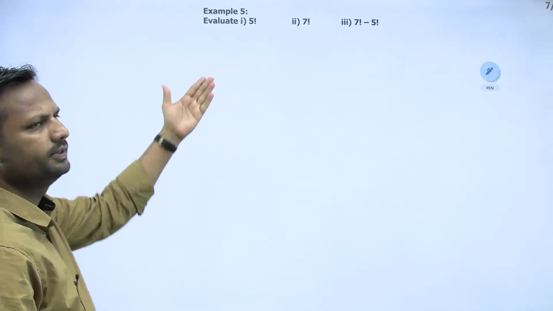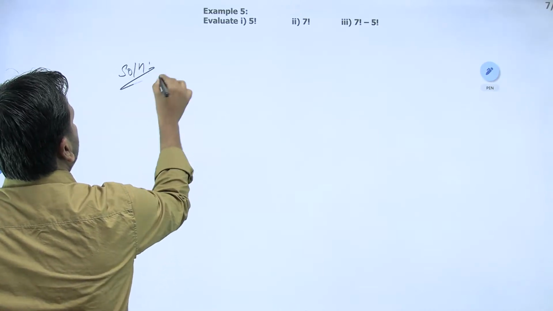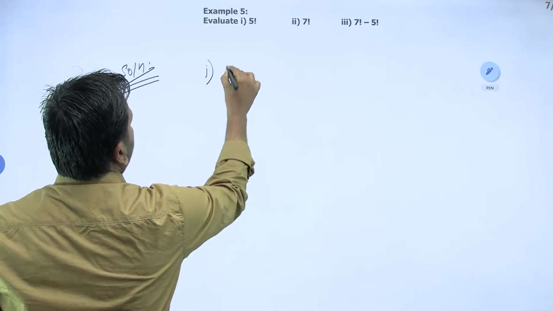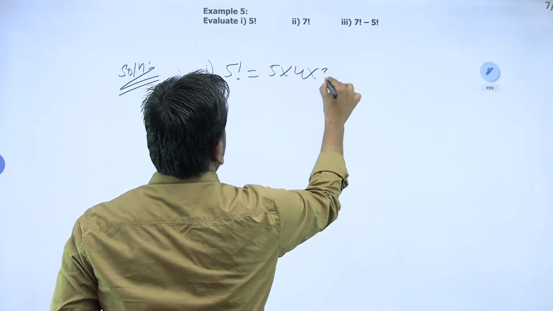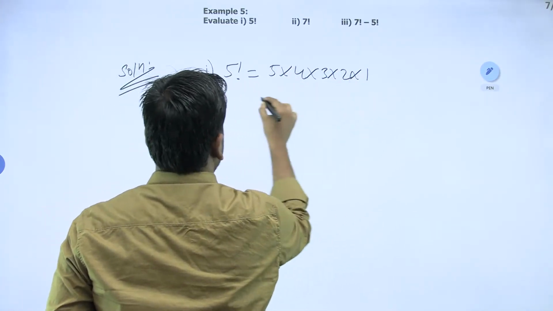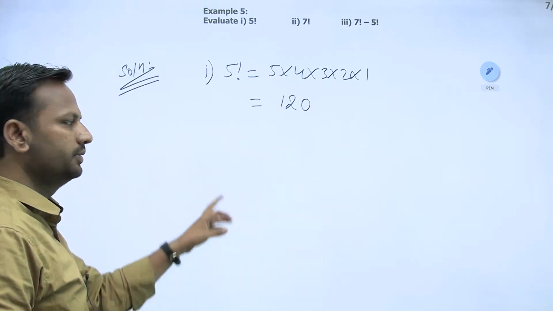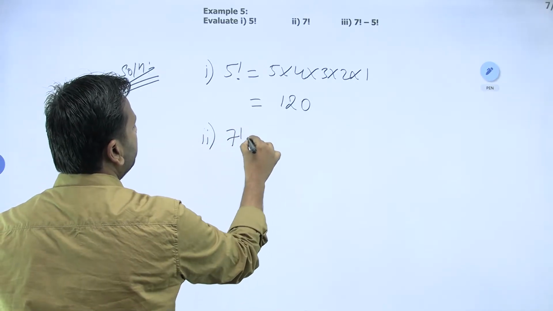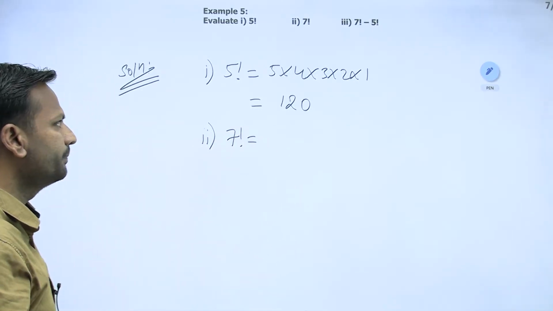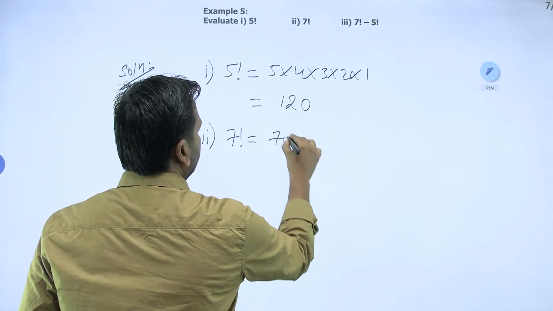First one is 5 factorial, simple one, right? 5 4 3 2 1. So what do you get? It is 120 is the answer. Split the things and you will get the answer. 7 factorial, just keep it in mind. 5 factorial value is 120, and 7 factorial is 5040.